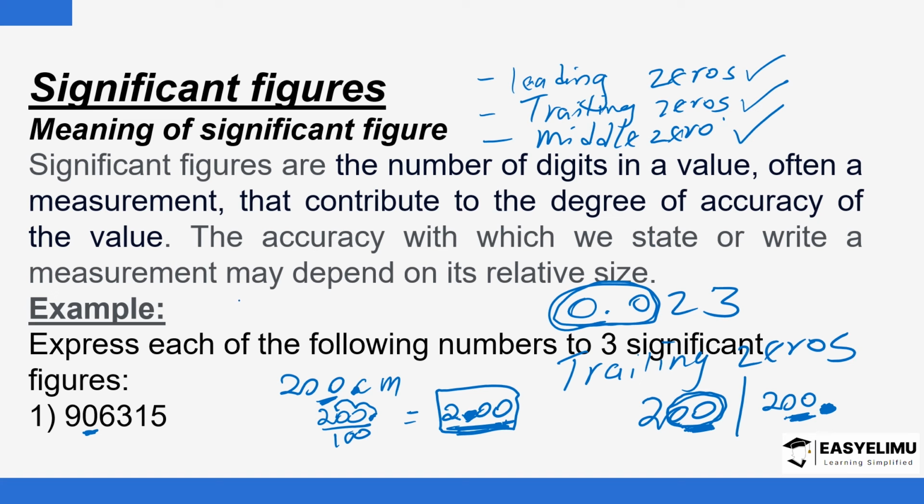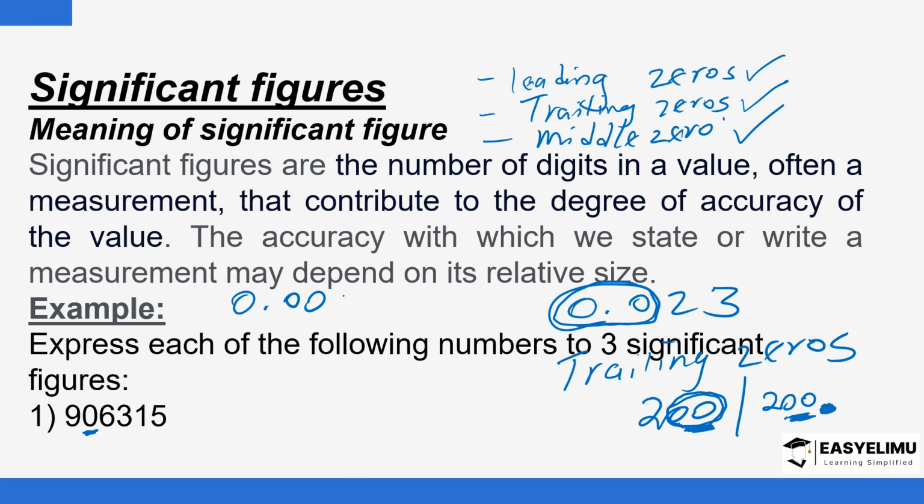Look at something like 0.002. So you see here, only this one here. These leading zeros are not significant, so we'll only go for this. So if, let's say, this was a kilometer, and you want to convert this to meters, you'll have to multiply by 1,000. So you'll have 0.002 multiplied by 1,000. So what do you get? 2. So you just write 2 what?